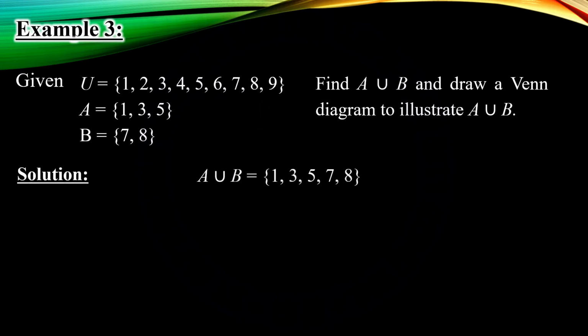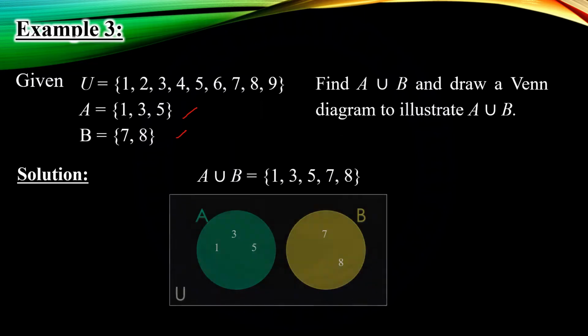A union B contains 1, 3, 5, 7, and 8 since we consider all the outcomes that can be found in set A and set B as well. So, here is the illustration for our Venn diagram. Both set A and set B are shaded since all outcomes found there are considered.